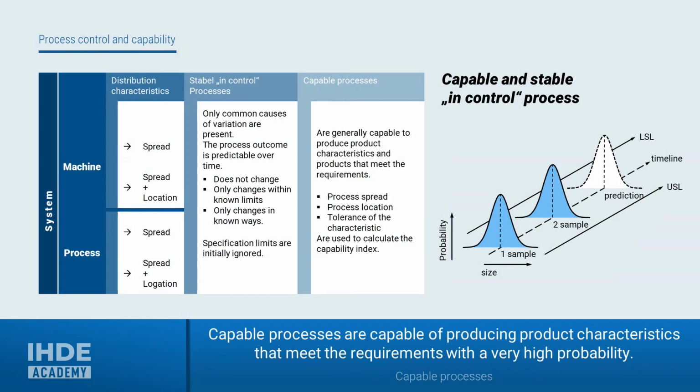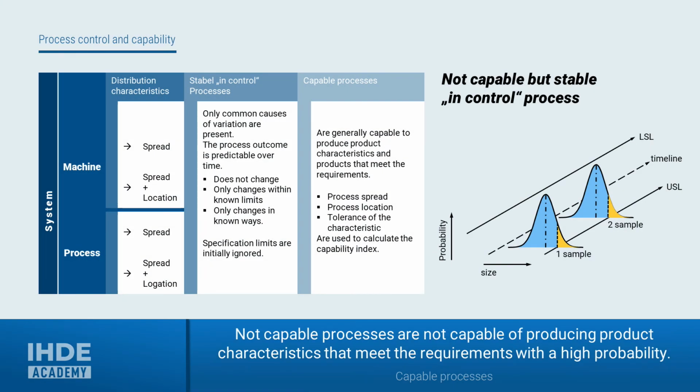An in-control and capable process is generally capable of producing characteristics and products that meet the requirements with a very high probability. Influences such as the process spread and process location, as well as the tolerance of the characteristic, are used to calculate the capability index. The process shown here is in control, and over time it cannot be assumed that characteristics will be produced that are outside of the tolerance.